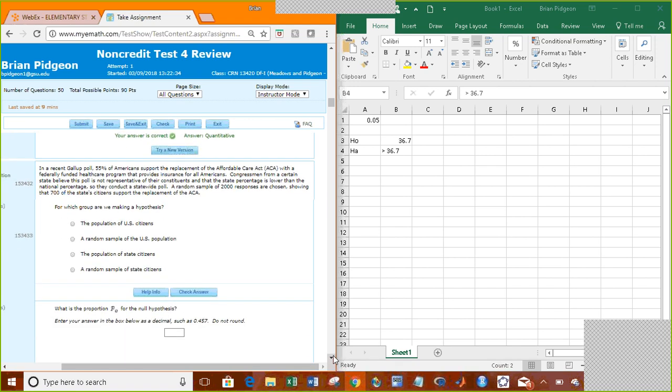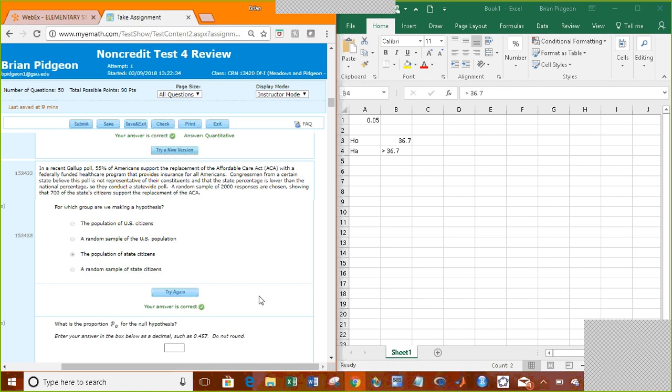In a recent Gallup poll, 55% of Americans support the replacement of the Affordable Care Act with a federally funded health care program that provides insurance for all Americans. Congressmen from a certain state believe this poll is not representative of their constituents and that the state percentage is lower than the national percentage, so they conduct a statewide poll. A random sample of 2,000 responses are chosen, showing that 700 of the state citizens support. So for which group are we making a hypothesis? Well, because our sample is only from this particular state, we really can only make a claim about that particular state. So it would be the population of state citizens and not the population of Americans. If we did a random sample of all Americans, then the claims and inferences that we make based on that sample can be extended to U.S. citizens. But because this whole sample is only for state citizens, we can only make claims about that population.